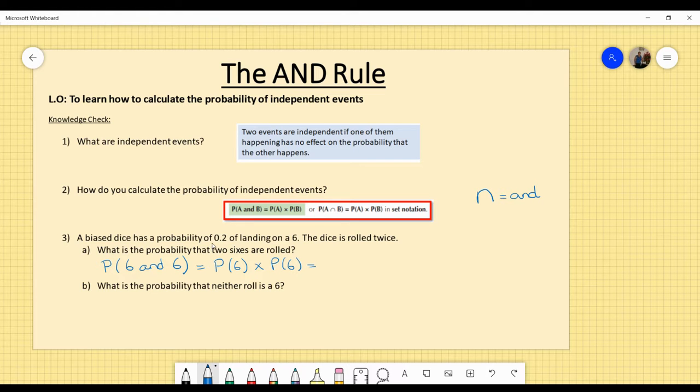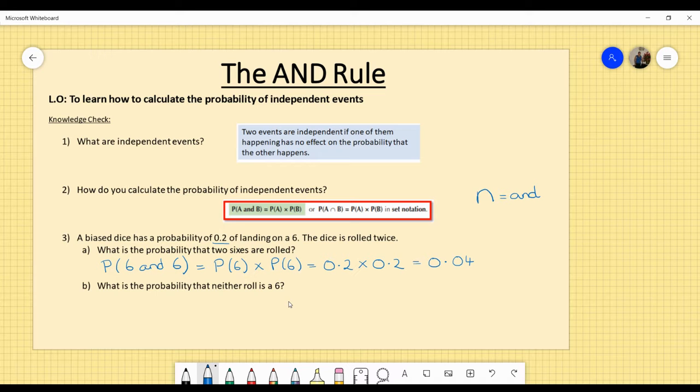And therefore, from the question, we know the probability of getting a 6 is 0.2. And we're going to multiply that by 0.2 again. And that will give us 0.04. So just be careful that you don't put down 0.4 at that point. You can use a calculator to help you work these out, but I would hope you can recognize 0.2 times 0.2 is 0.04.